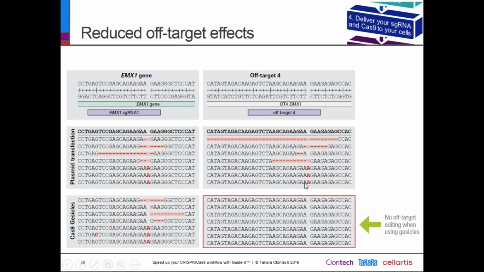Now, when you compare this to the Gesicle delivery, you can see that with Gesicles, you have gene editing events at the EMX1 site, but all clones here are really wild type for this off-target site. And this is really due to the fact that it's a method for protein delivery and that the Cas9 will not stay very long in the cell, but just for a few hours, and then it will be degraded.